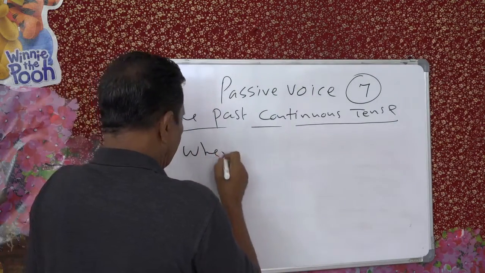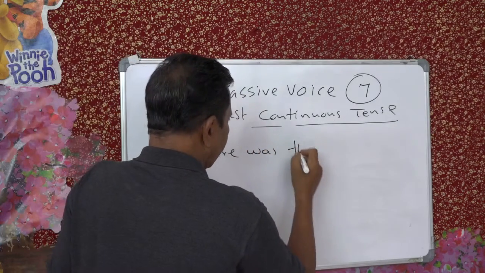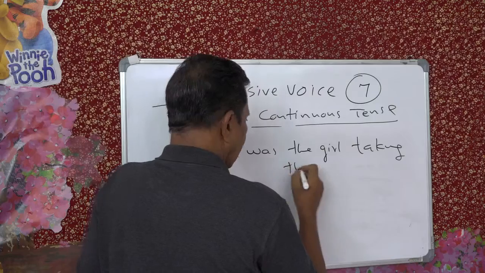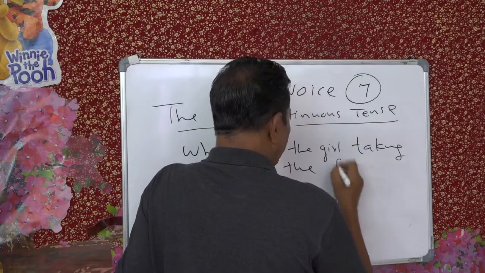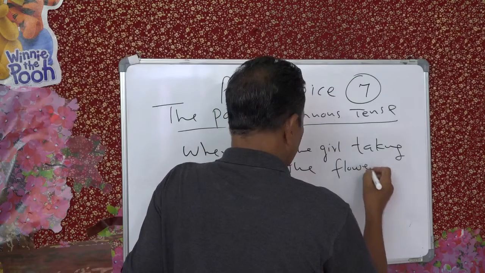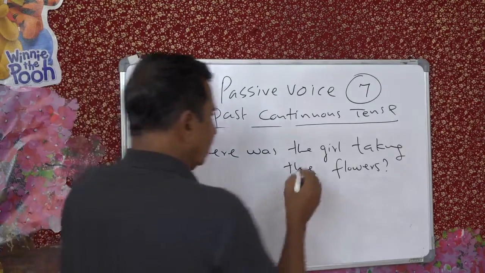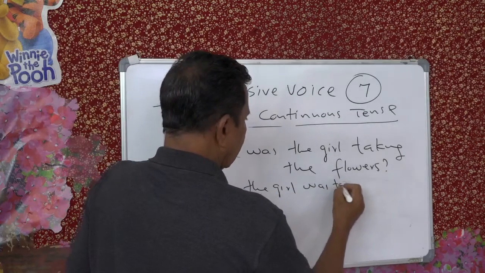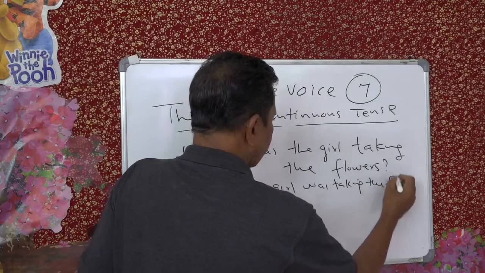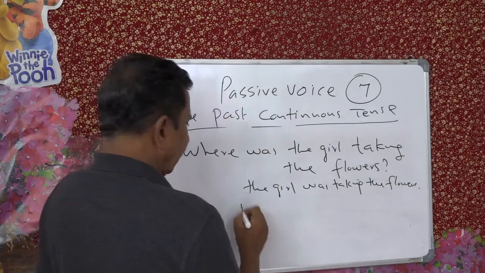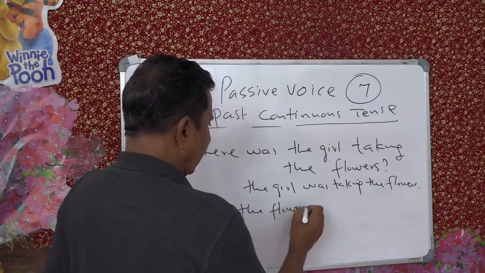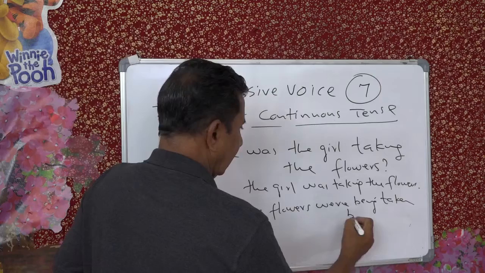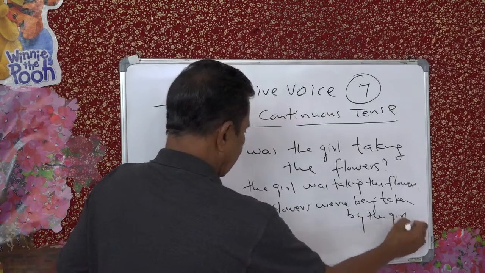Where? Okay, where was the girl taking the flowers? Where was the girl taking the flowers? So when you are in doubt, what you should do? Make it a statement. The girl was taking the flowers. Now passive: the flowers were being taken by the girl. Question mark.